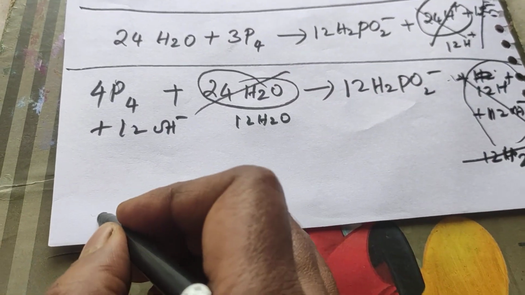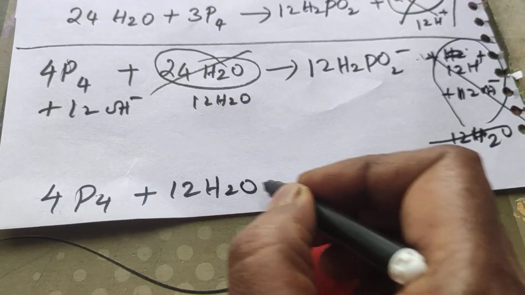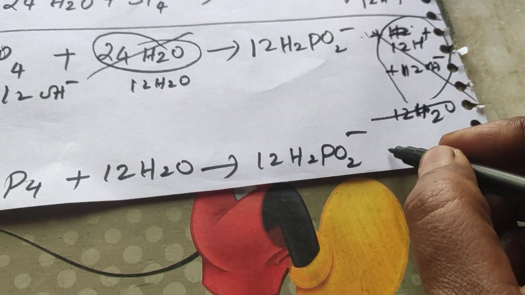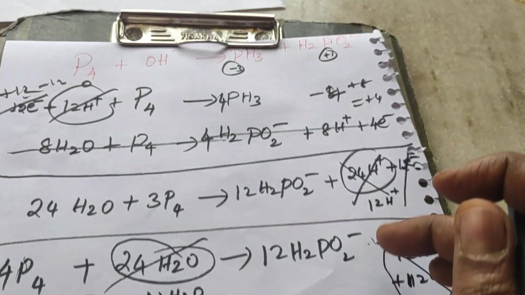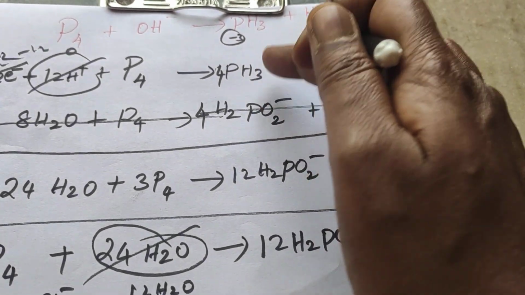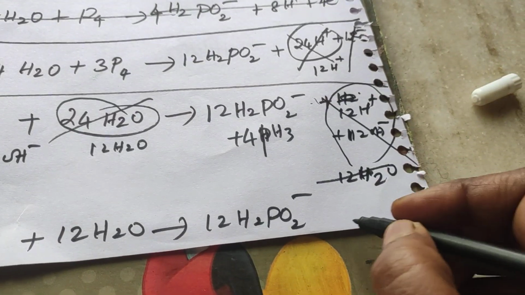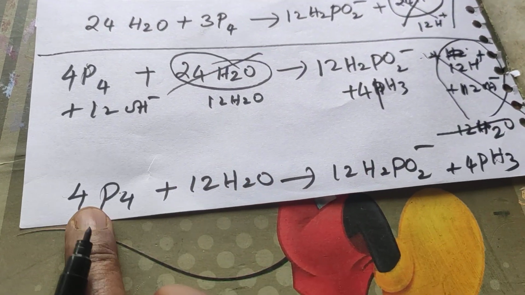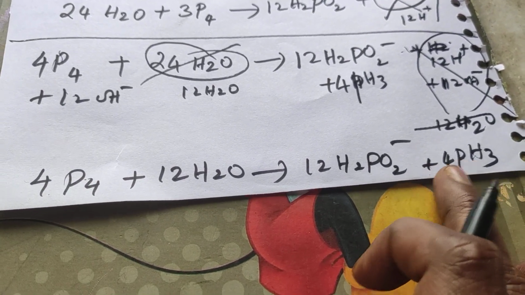So now the overall equation is 4 P4 plus 12 H2O gives 12 H2PO2-, and this is what you will get as the overall equation. And we have PH3 also. Phosphine we have left out here itself. So 4 PH3 also will be there. Now we can count the number of atoms. Left hand side 4 fours are 16 phosphorus. Right hand side 12 phosphorus.